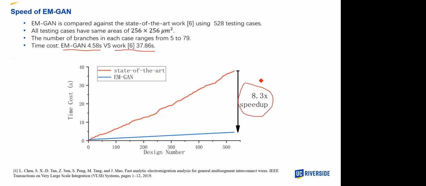But we have to admit that the state-of-the-art work actually achieves better results accuracy, but the time it costs to solve each case is determined by the number of branches, which means that it costs much more time when the interconnects get complicated. While this is not the case for the EM-GAN model because every input is taken as an image with fixed size. So this is actually another advantage of EM-GAN, since the inference speed is always fast, even when the topology gets super complicated with a large number of branches.